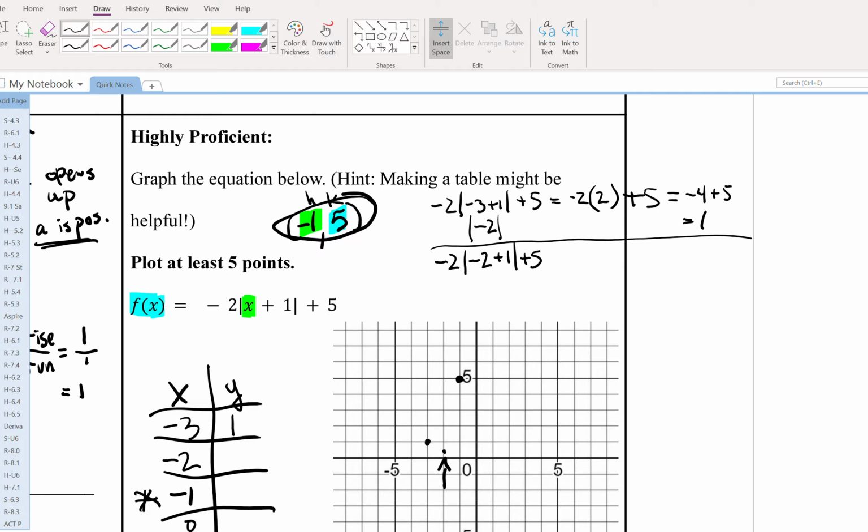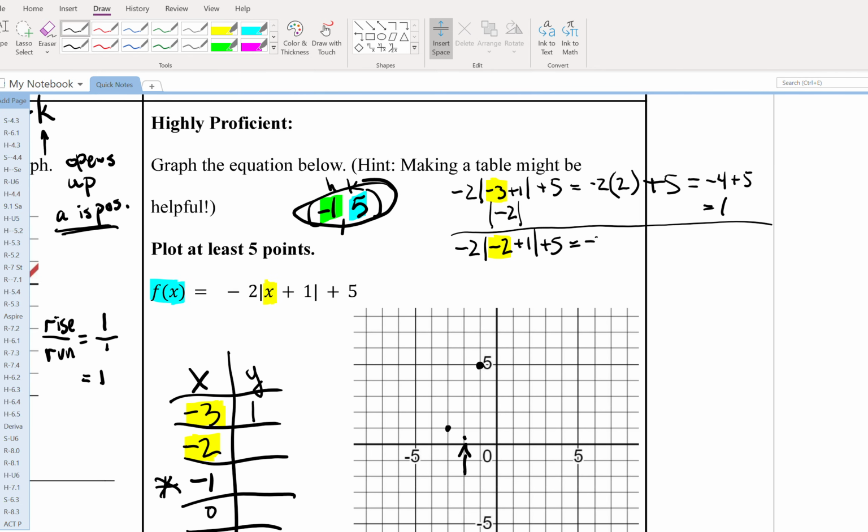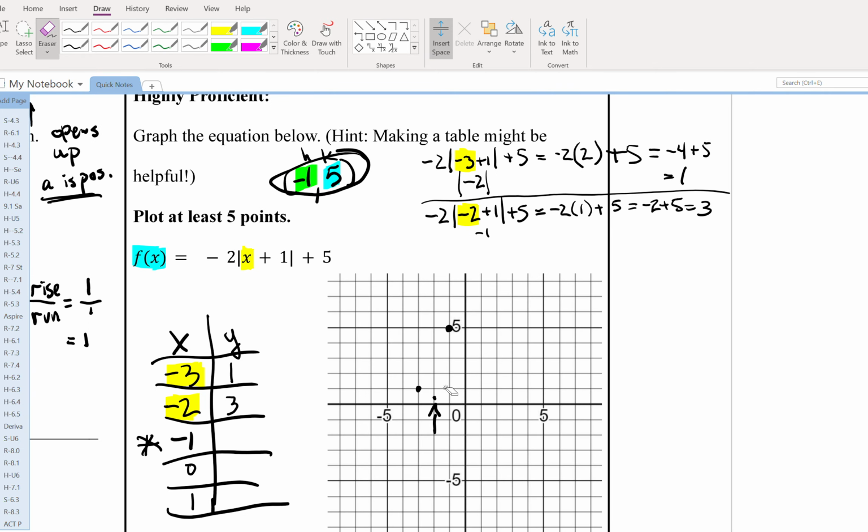plus 5. Let me just highlight so you can kind of see what I'm doing. Here's that negative 3, and I'm plugging it in here for x. So I plugged in negative 3, I got out 1. Now I'm plugging in negative 2. And I want to see what I get. So that is equal to negative 2, and negative 2 plus 1, that's negative 1. The absolute value of that is positive 1. So negative 2 times 1 plus 5. And that's negative 2 plus 5, which is 3. So over here at negative 2, I'm at 3. At negative 2, I go up 1, 2, 3.